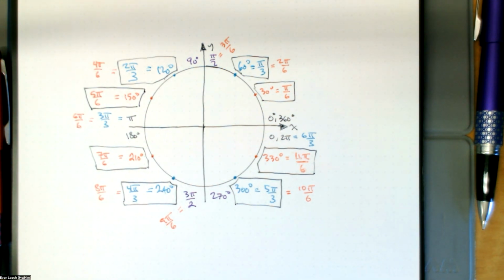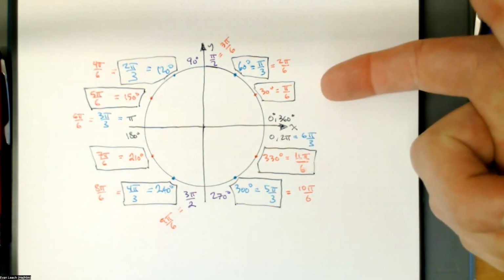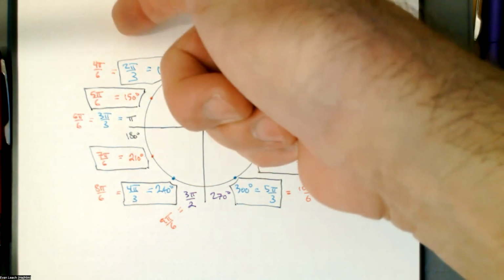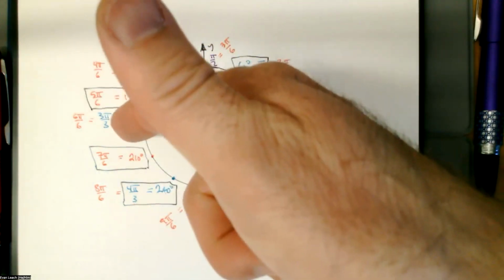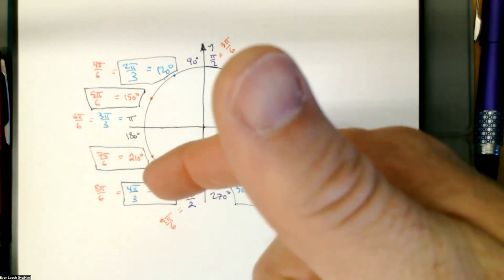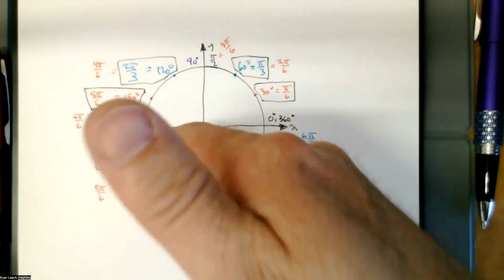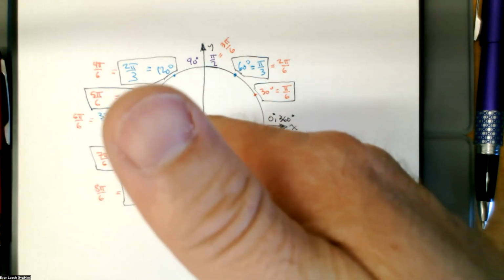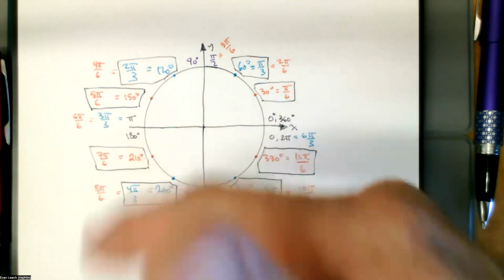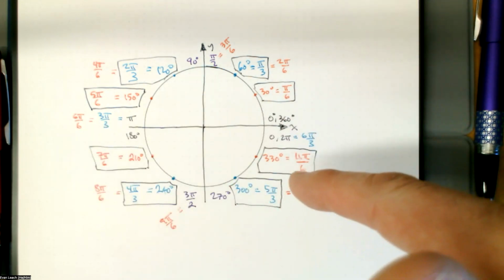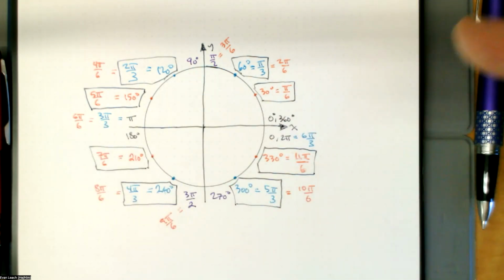So now we're going to want to count around the circle in radians. So 0, pi over 6, pi over 4, pi over 3, pi over 2, 2 pi over 3, 3 pi over 4, 5 pi over 6, pi. 7 pi over 6, 5 pi over 4, 4 pi over 3, 3 pi over 2, 5 pi over 3. The one I left out here is 7 pi over 4, 11 pi over 6, 2 pi.